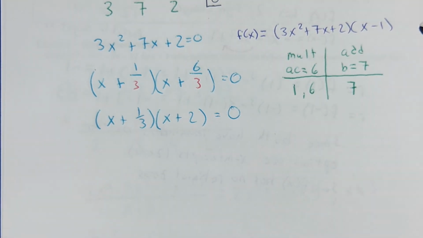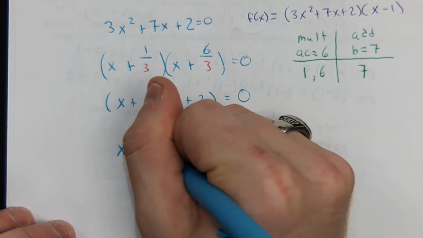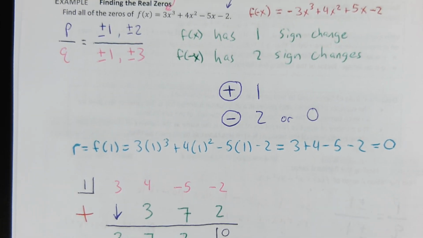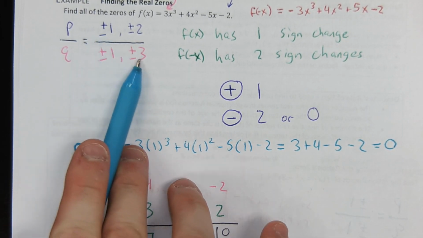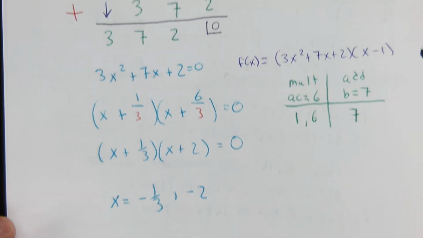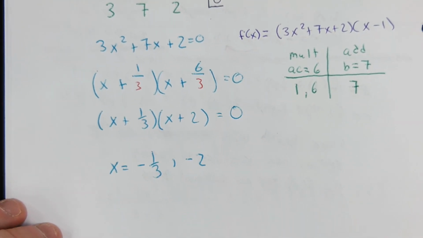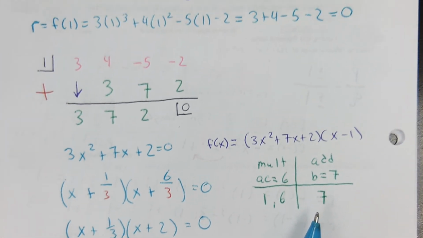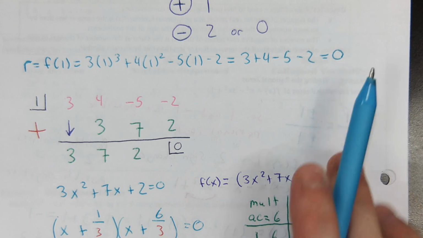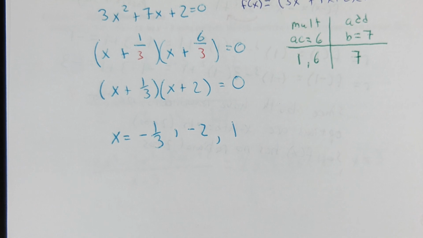And we can now see our other two solutions. Our other two solutions are x equals negative 1/3, which was one of my possible rational roots, and x equals negative 2, which, yes, was one of my possible rational roots. And from what we discovered in our remainder theorem, 1 is the third solution. So it did have the 2 negative real roots and the 1 positive real root.